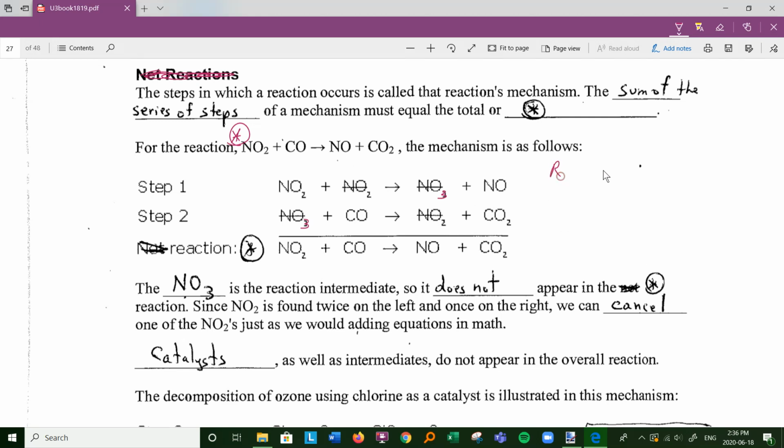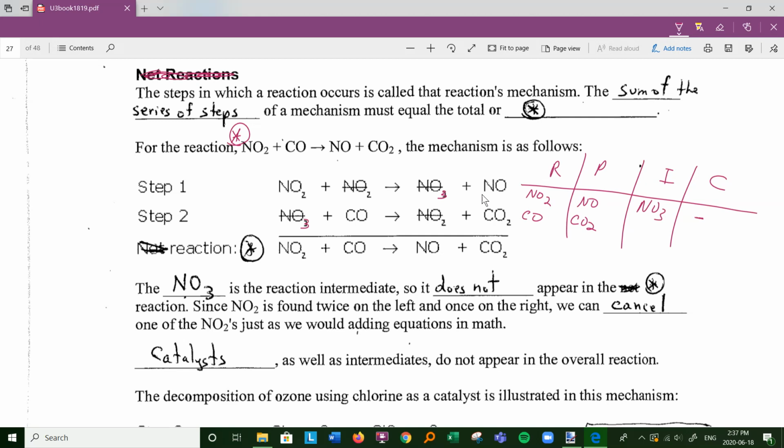In my RPIC chart, my reactants are NO2 and CO. My products are NO and CO2. My intermediate, you might have more than one. Here we just have one, NO3, and there's no catalyst.